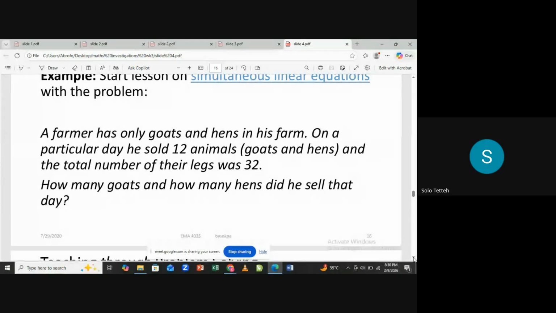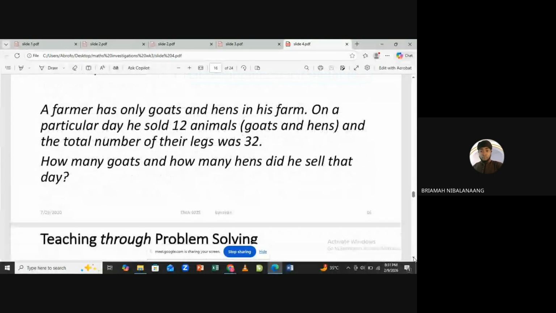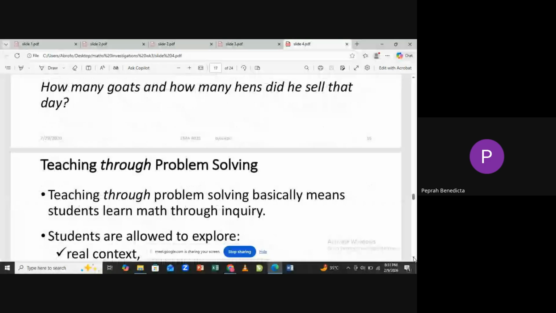Then how was it? And the total number of their legs was 32. Goats have 4 legs and hens have 2, so 4G plus 2H is equal to 32.